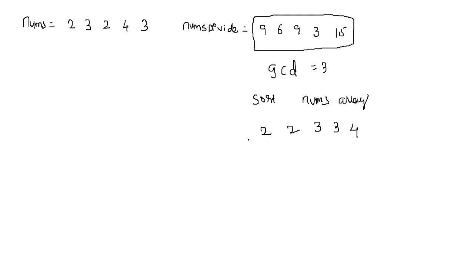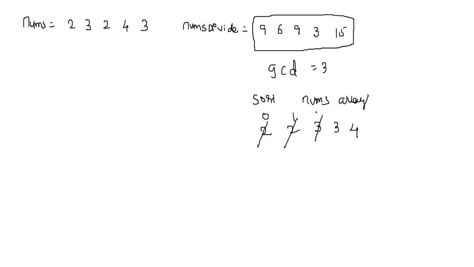Now start iterating the nums array. Check whether GCD modulus the first element of the array is equal to 0. No, it is not equal to 0. Then we have to delete. Then GCD modulus the second element of the array equal to 0? No. So then go for the next element. GCD modulus the third element equal to 0? Yes. When you get the remainder value as 0, what you have to do is return this element's index value.